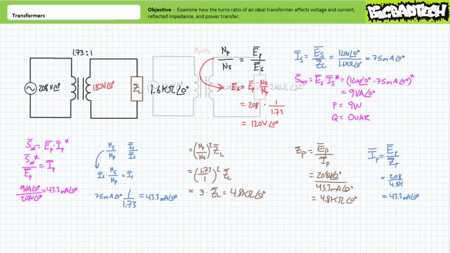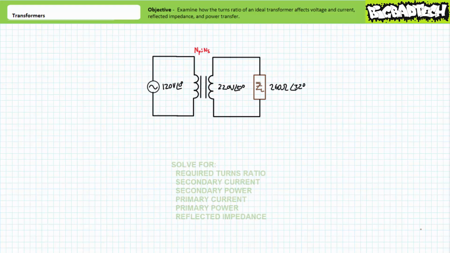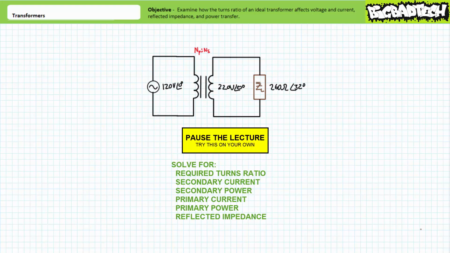Let's try another illustrated example, this time featuring a step-up transformer meant to supply 220 volts to a motor modeled as an impedance of 260 ohms at an angle of 32 degrees using 120 volt input. Given this input and the desired output voltage, see if you can determine the required turns ratio, the current in the secondary output, and the power output by the secondary. Additionally, solve for the primary input current, the primary power input, and the reflected impedance seen by this source. By all means, pause the lecture and try this on your own.